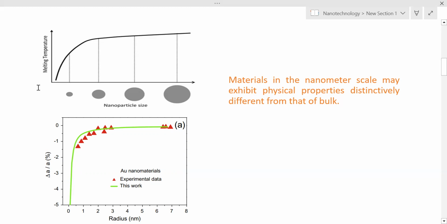Another example is that the lattice parameter of the materials also changes. The lattice constant of the material decreases. Here, if we see a material with radius in nanometers, when we go below 1 nanometer, the lattice parameter starts to decrease rapidly. So, compared to bulk materials, nanomaterials have a low lattice constant.